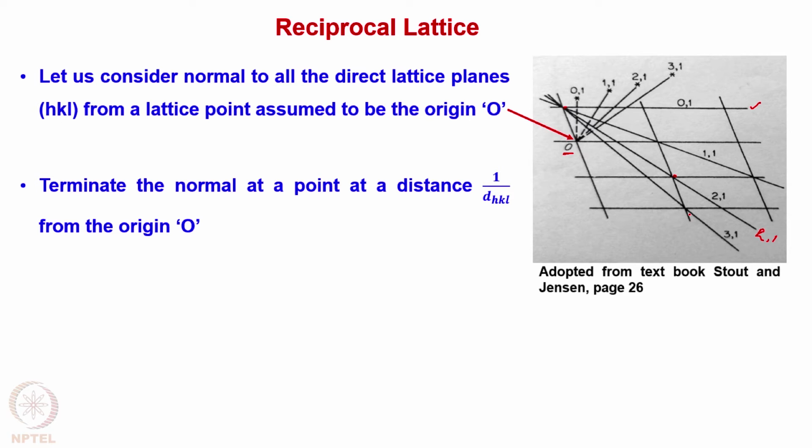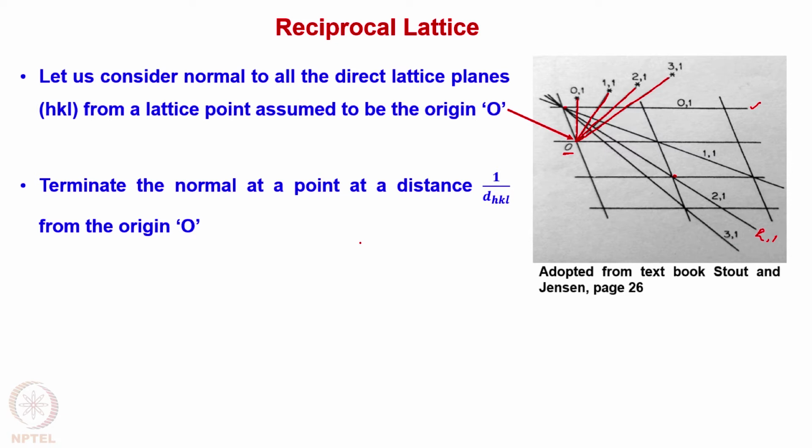So, what we now try to do is draw a perpendicular from this reciprocal lattice origin to each one of those planes, that is 0, 1, 1, 1, 2, 1 and 3, 1. So, we are drawing these normals. From O, this is a normal, that is a perpendicular drawn on 0, 1. This line is a perpendicular drawn on 1, 1. This line is a perpendicular drawn on 2, 1, and the fourth line is a perpendicular drawn on 3, 1.